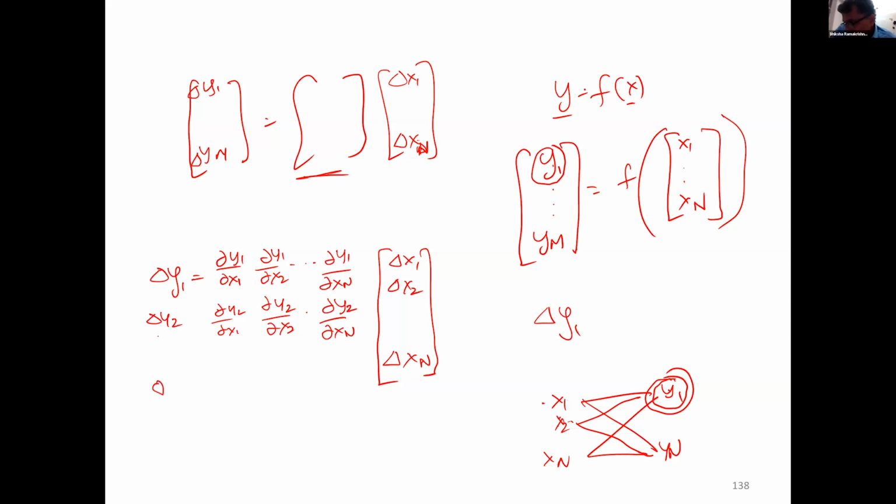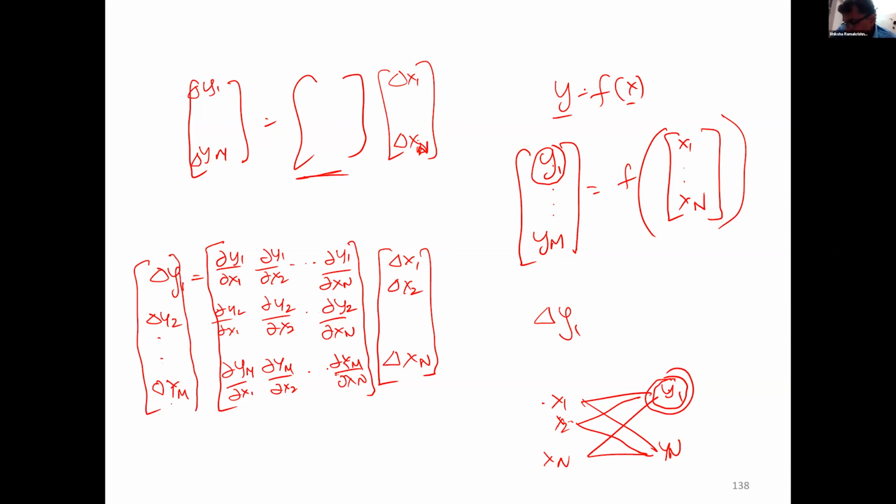And so delta ym is going to be partial ym over partial x1, partial ym over partial x2, partial ym over partial xn, right? And so this is my matrix equation, correct? Is this making sense? Guys? So this is your Jacobian.